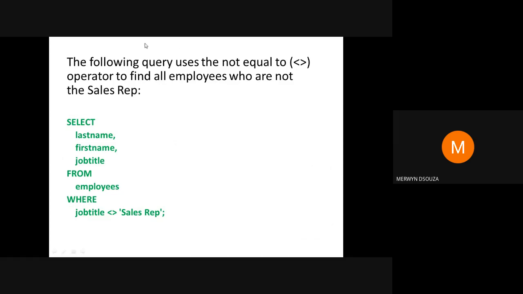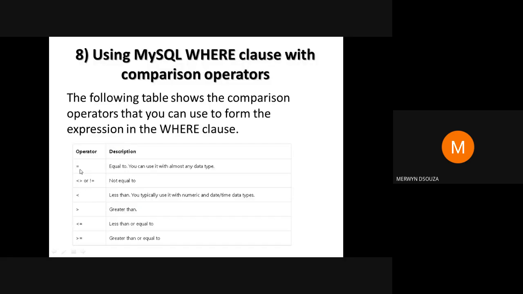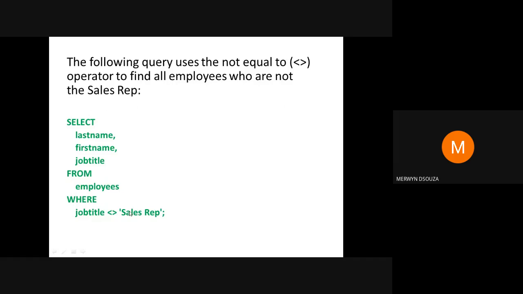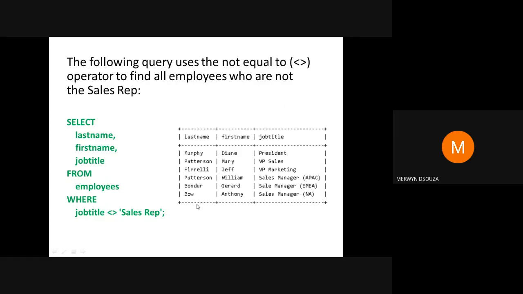We'll see a query to find all employees who are not sales reps. You will write a query something like this: select last name, first name, job title from employees where job title not equal to 'Sales Rep'. You mention Sales Rep in single quotes. The not equal operator stands for not, like I showed you in this table. The output will be something like this. These are all your employees who are not sales reps: Murphy Dane, Pattison Mary, Pirelli Jeff, Patterson William, Bondo Gerard, and Bow Anthony.